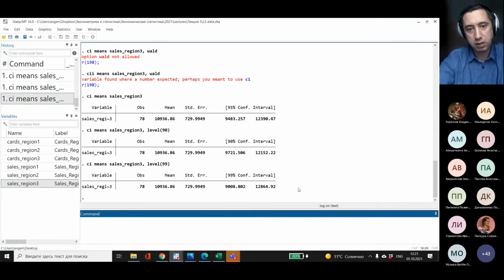And let me illustrate the concept of confidence level in this case. Look, I use a small confidence level, and this range is small, so my confidence interval is pretty narrow. If I use a large confidence level, my range is going to be pretty large.